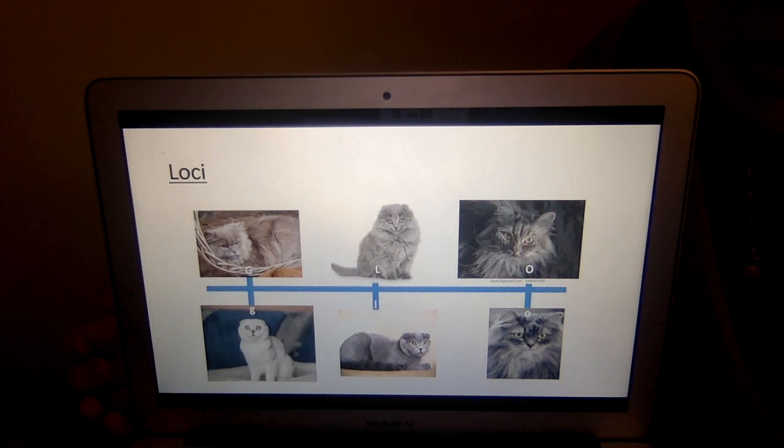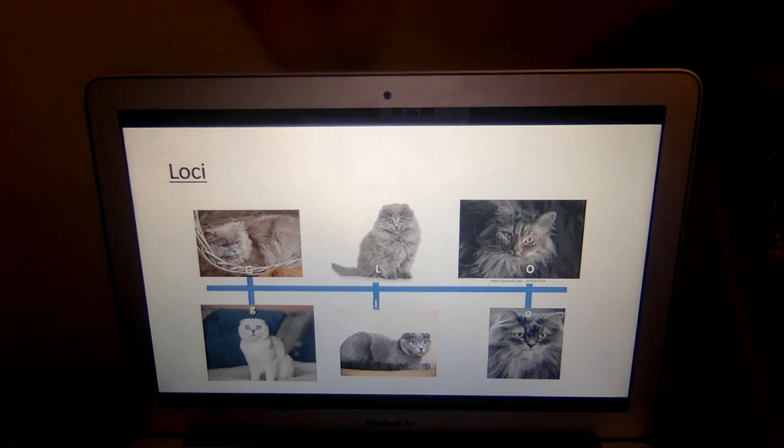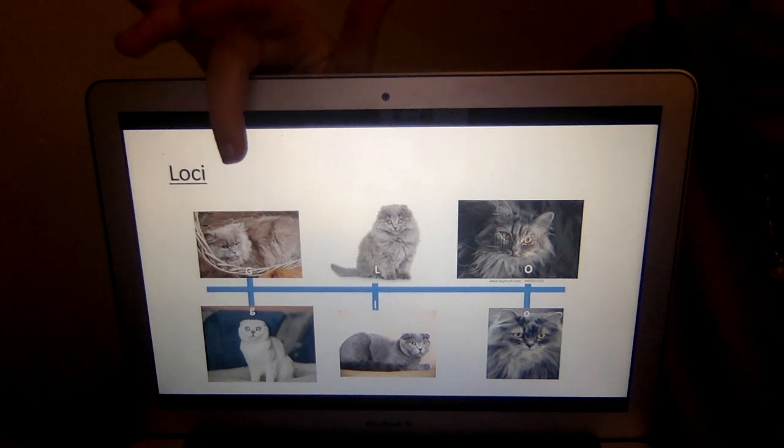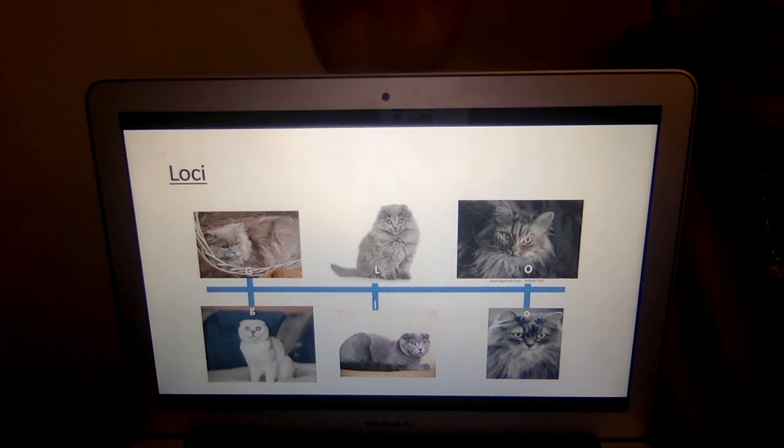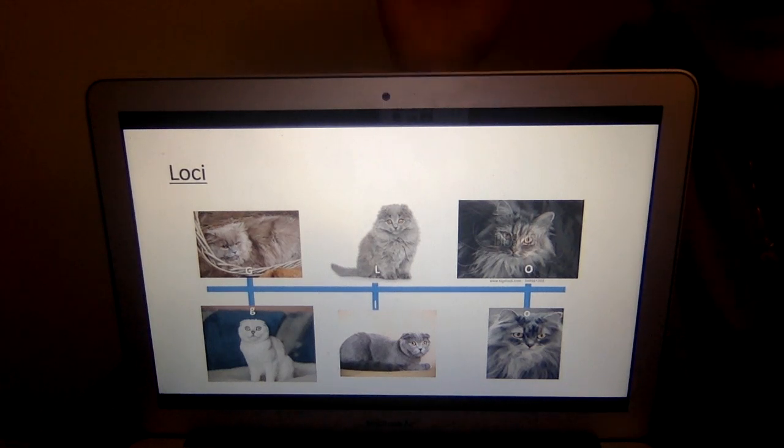I chose a Scottish cat for my project, and we will first start off with the chromosome and the three related loci shown. The first one has to do with hair color, and it's either going to be white or gray, and then the second one has long or short fur, and then the third one is green or orange eyes.